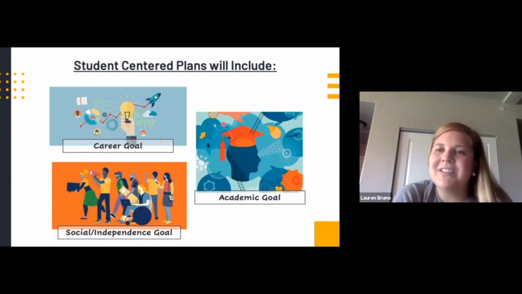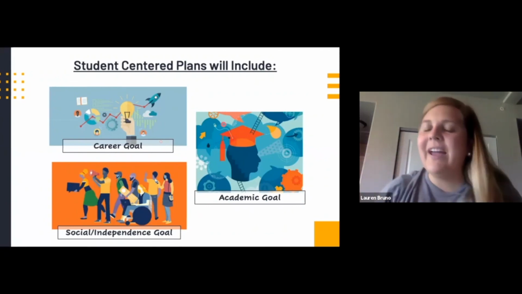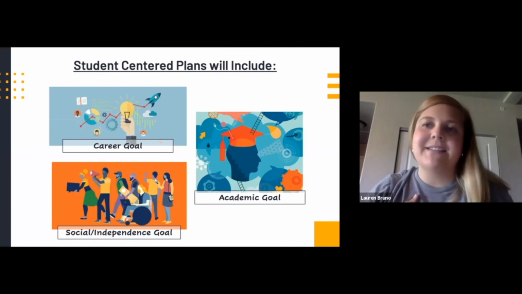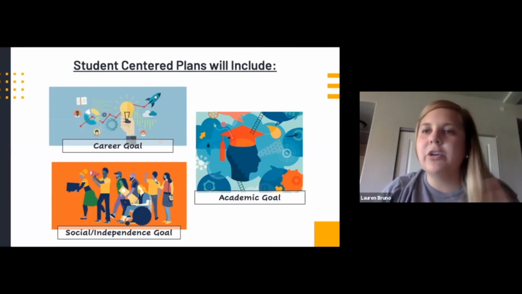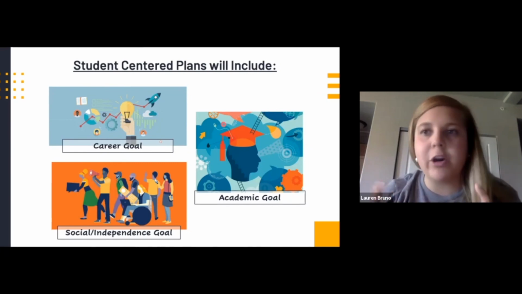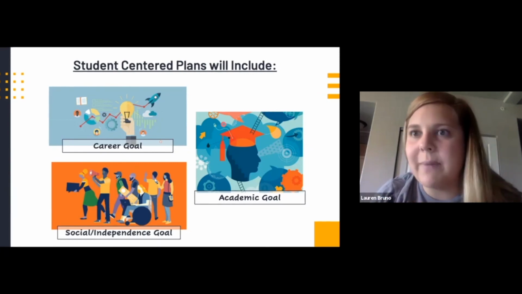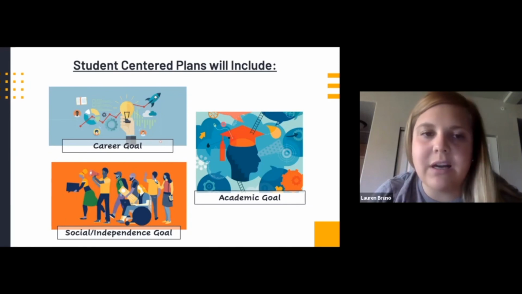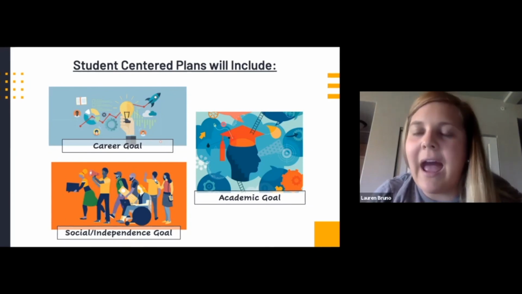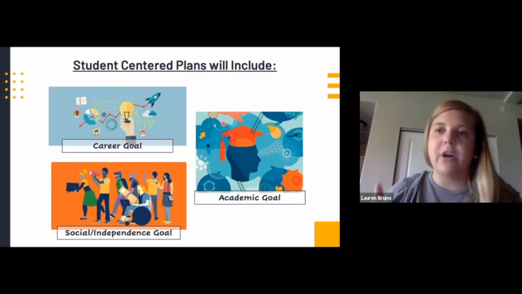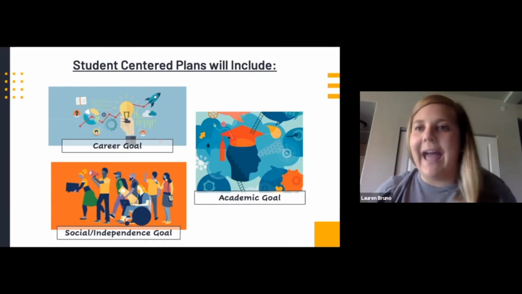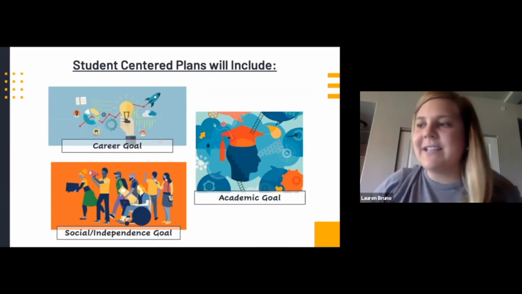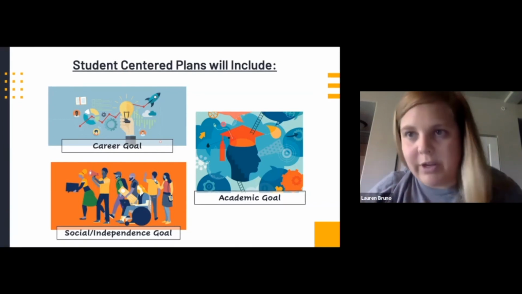All right. So the student-centered plans, once we do the discovery process, complete the P3 and everything like that, our student-centered plans will include career goals, or a career goal, an academic goal, and a social independence goal. And these are things that you'll work on while at UI Reach, that you'll come up with your advisor and everything, and then determine how you'll reach those goals by completing action steps, and discussing things we can do to support you in reaching those goals.